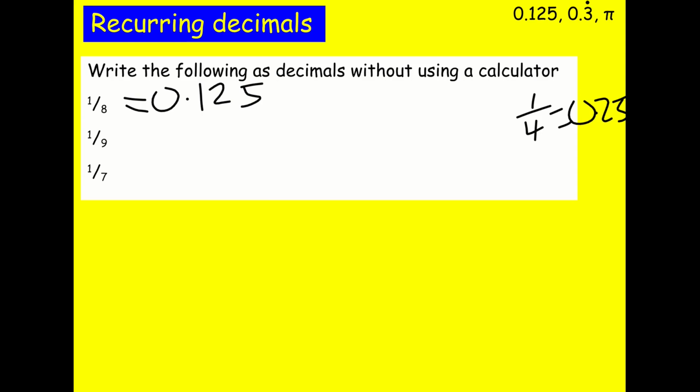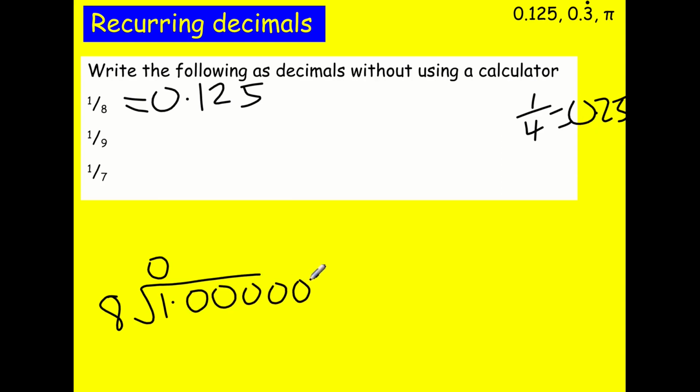If you didn't know that, then okay, we're going to need to do short division. So we're going to do 8s into 1, 0. But we can write 1.00000, we can just write that as such. And then we can use the short division method and cross this out and move it here. So it becomes 10. Then we do 8s into 10, 1.